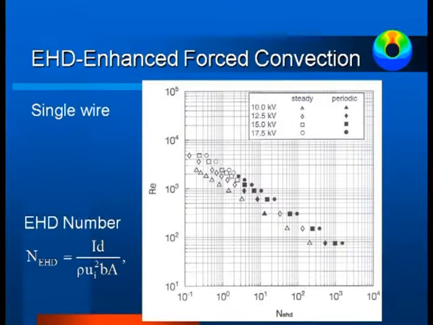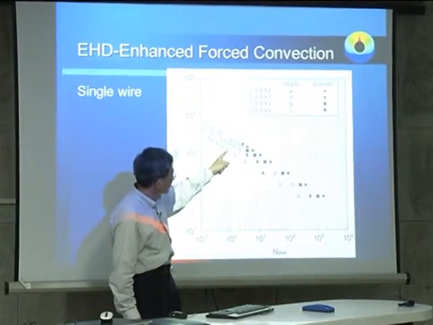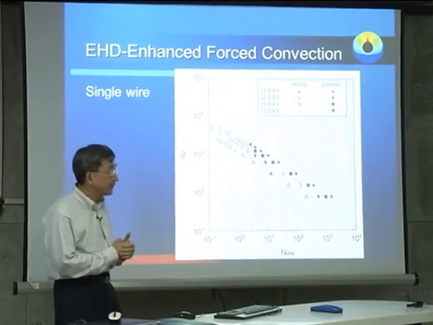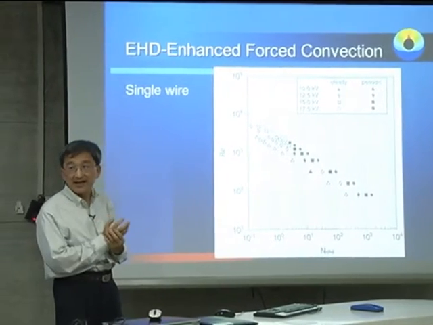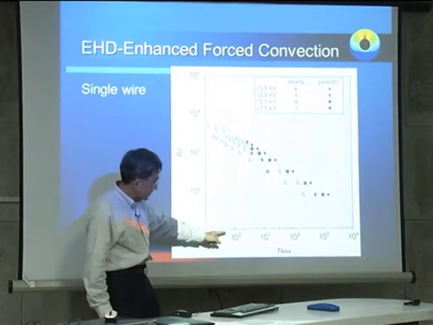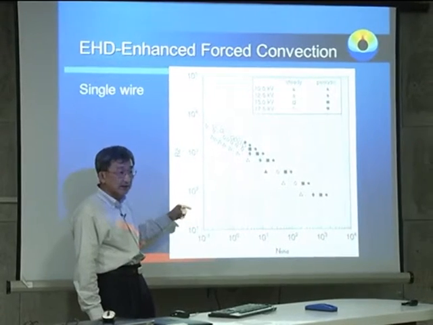After doing the simulation, what we found is we apply four voltages: 10 kilovolt, 12.5, 15, and 17.5, and plot this Reynolds number over this EHD number. Here there are two symbols, one open symbol and one solid symbol, because what we found in the flow field is that the flow will become unstable, depending on this EHD number. Remember, the EHD number is defined as electrical force over inertial force.